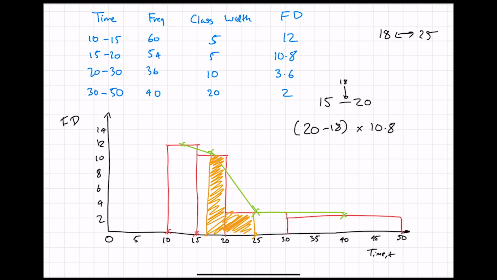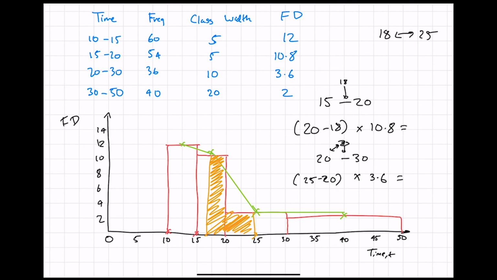Now, which class does 25 fall into? That falls into 20 to 30, and 25 is somewhere here. So how far is 25 from that? It's only 5 away, or otherwise 25 minus 20. And you multiply that by the frequency density of that class, which is 3.6. So as you can see, these two will give you some answers. Let's see what that gives you.